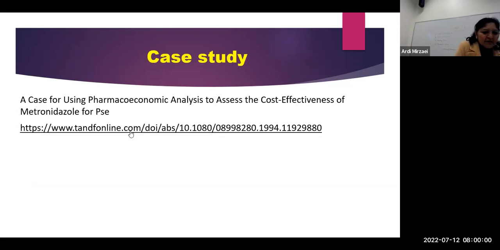I don't know why it is not opening. So this is a case study where they have used pharmacoeconomic analysis to assess the cost effectiveness of metronidazole. So maybe later on I will try. This is not opening at the moment. We'll see.